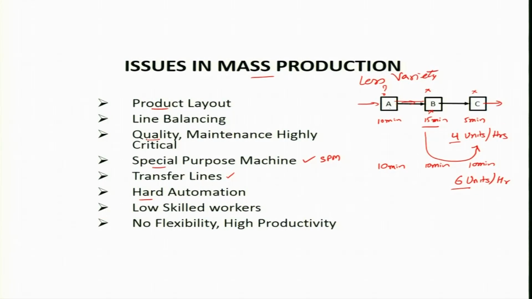Regarding worker requirements, because one type of product is produced and the machine is capable of producing that, I need a low skilled worker for this particular type of production system. Highly skilled persons are not required to operate these machines, which are special purpose machines, and there is no change in the product also. So, not much skill is required. As I said earlier, the system has very little flexibility, but it is highly productive in nature.